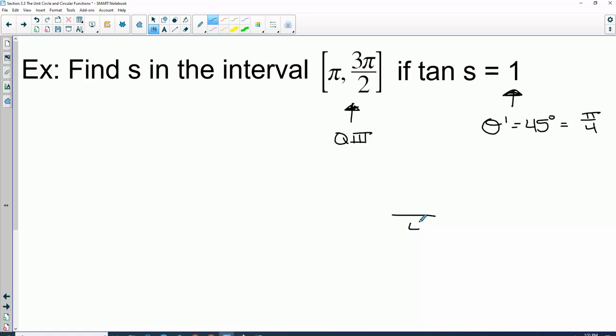So now my final answer, what's pi over 4 in quadrant 3? You could look at your circle if you needed to, or we could remind ourselves in quadrant 3, the top is always 1 higher than the bottom. So it is 5 pi over 4. Any questions about these?